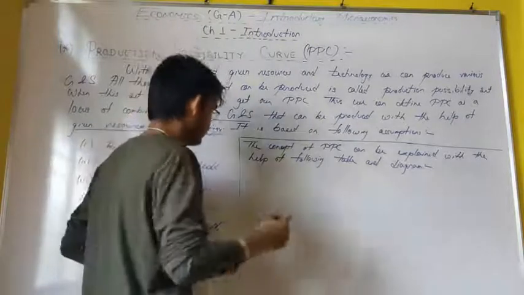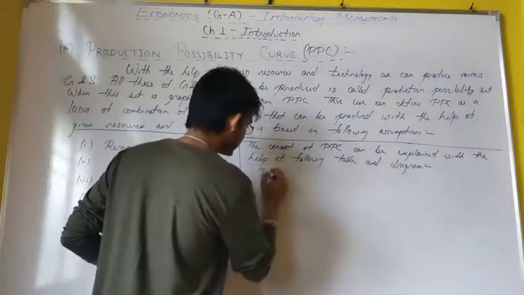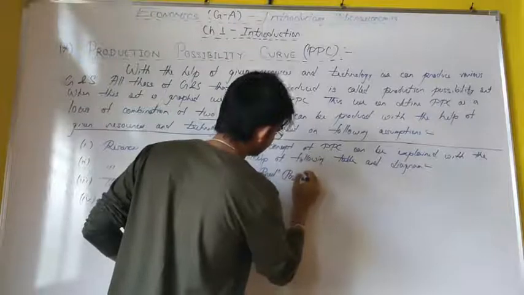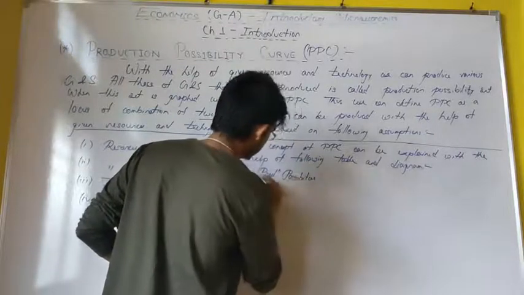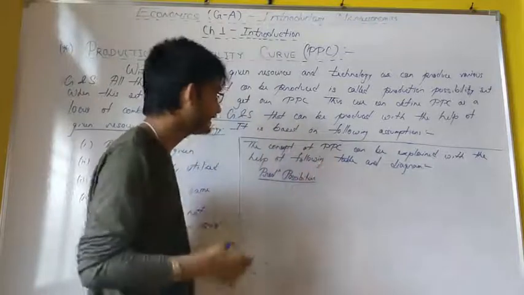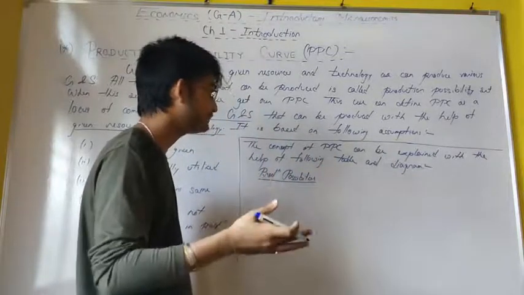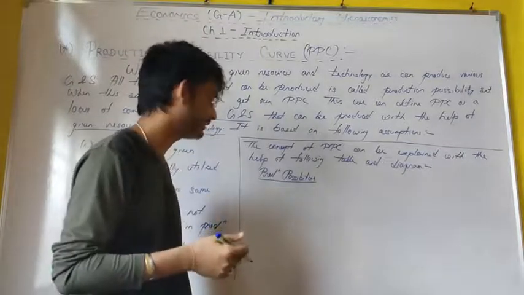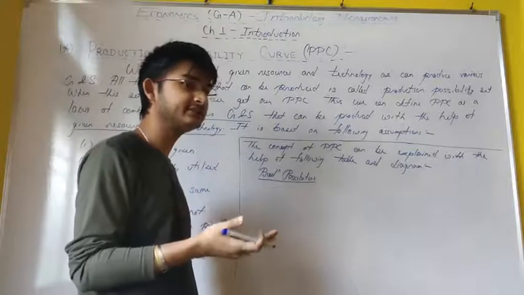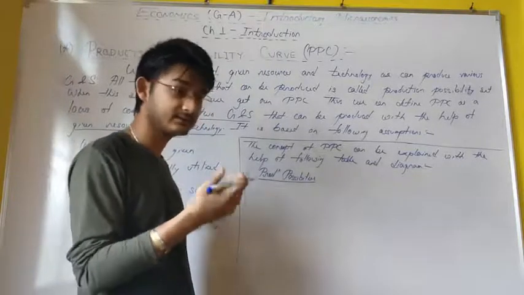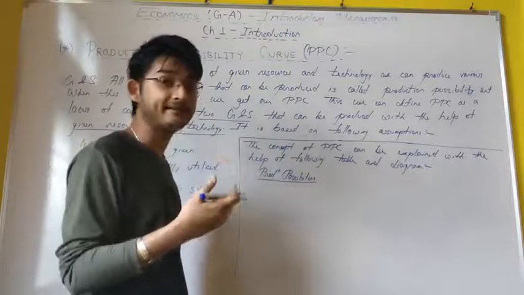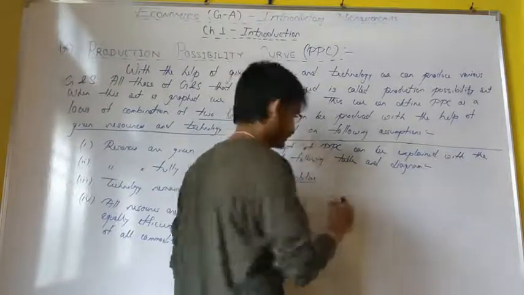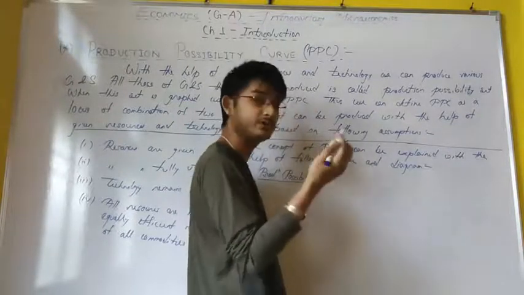First you make four columns. The first one will be production possibilities, and then you take two items. A classic example will be to take one labor intensive item and one capital intensive item. Now what is a labor intensive item? A labor intensive item is that kind of item where the use of labor is more to produce it. Say, for example, vegetable production. In vegetable production the use of labor is more than the use of capital.